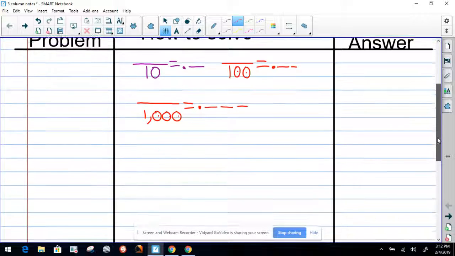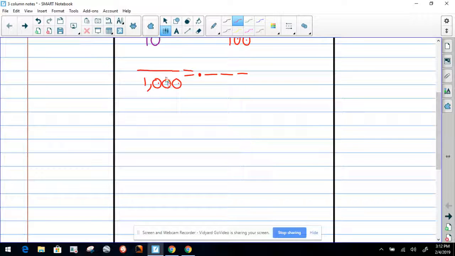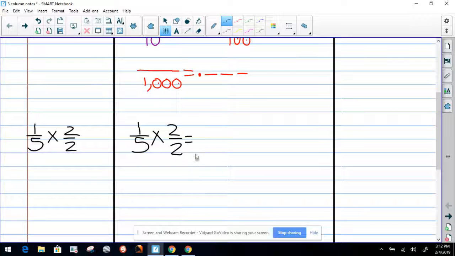1/5 times 2/2. So let's find the equivalent fractions in decimals. So now, once again, let me model for you. They already gave us a number to multiply by. So in this case, we know that 5 times 2 equals 10, and 1 times 2 equals 2. So you read it as 2/10.